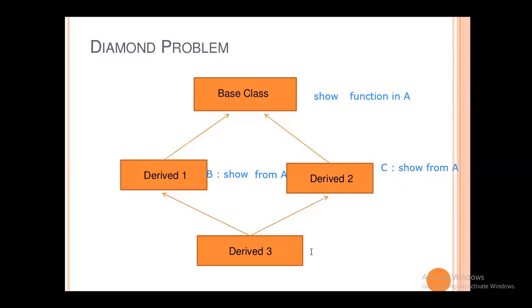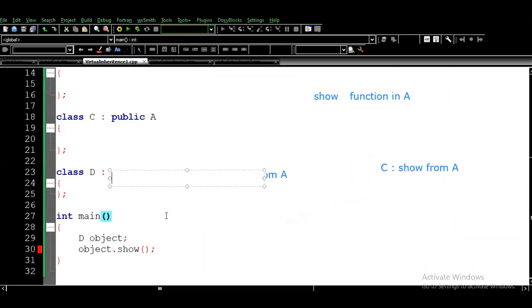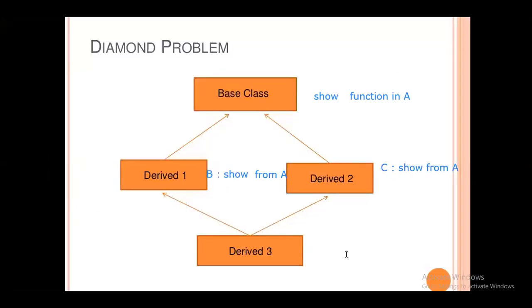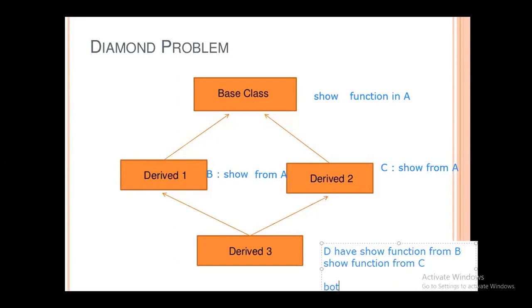Now when we have reached derived class 3, as you can see, we have derived from public class B and public class C. So if I go back to this picture, that means this derived class, whose name is D, has two show functions because it's derived from both B and C. It has a show function from B. It has a show function from C, and both B and C come from A.